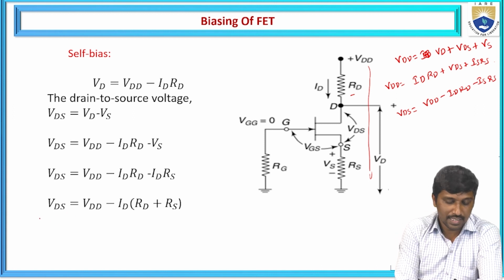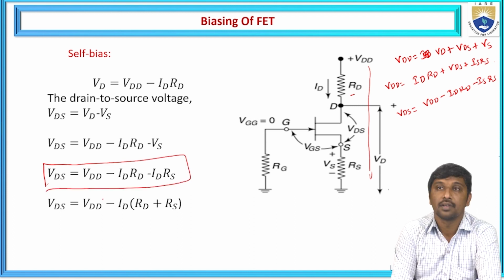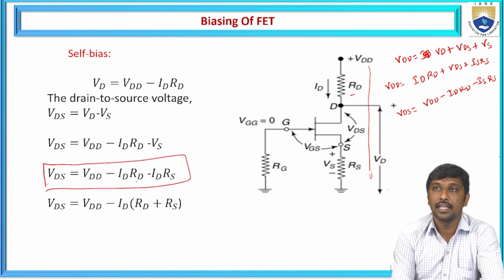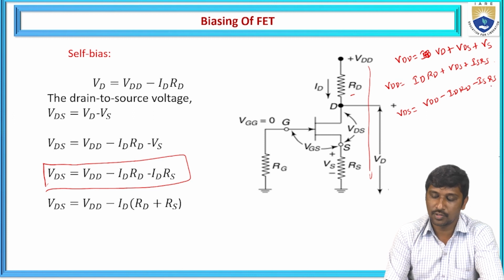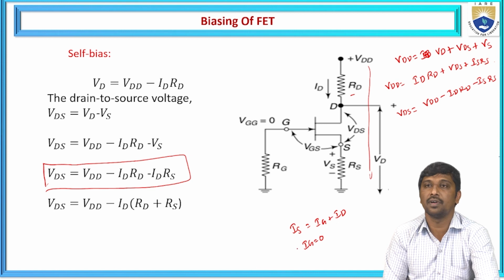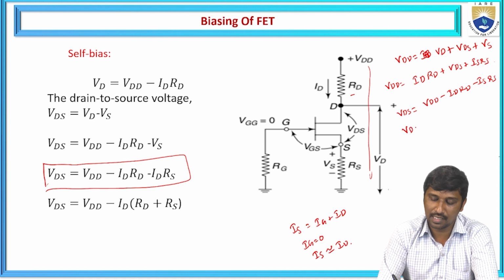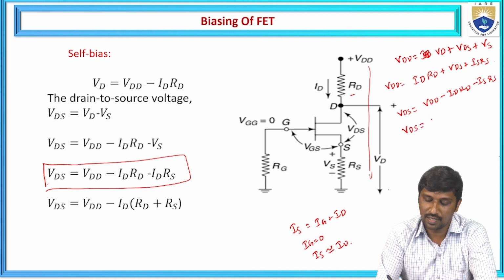So that is the reason here represented as VDS is equal to VDD minus ID into RD minus IS into RS. And generally we know that IS is equal to IG plus ID. If we assume that IG is equal to 0, the gate current is very small, hence IS is approximately equal to ID. So under this condition, VDS becomes VDD minus ID times RD minus ID times RS.